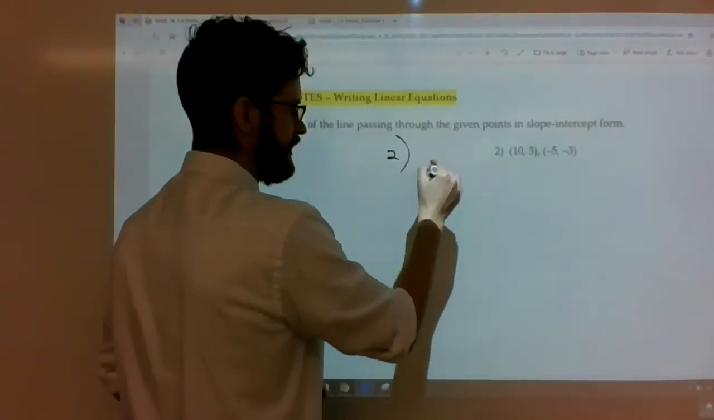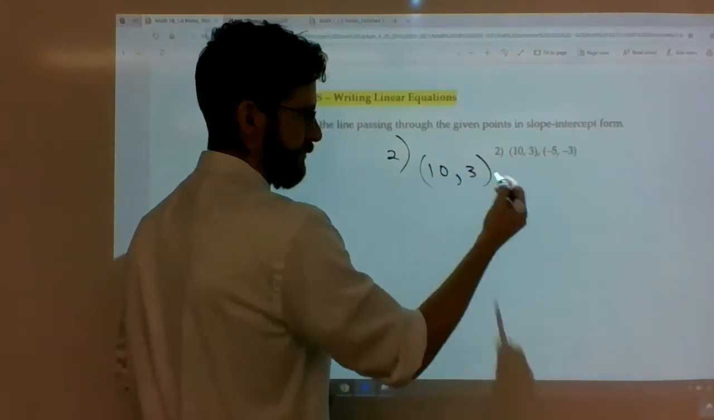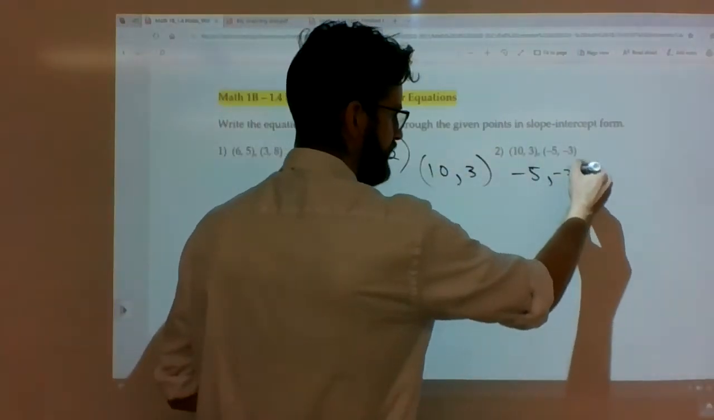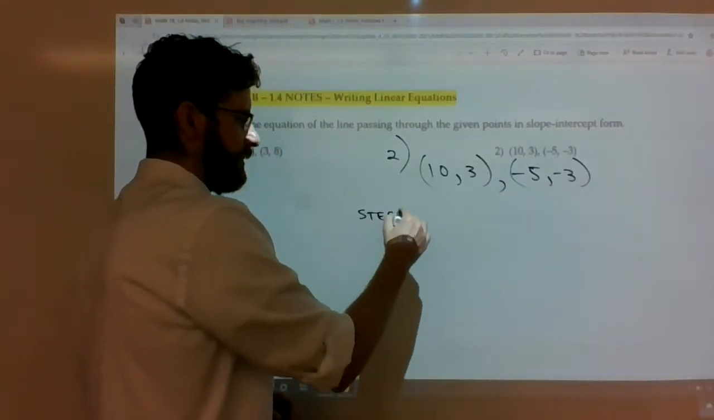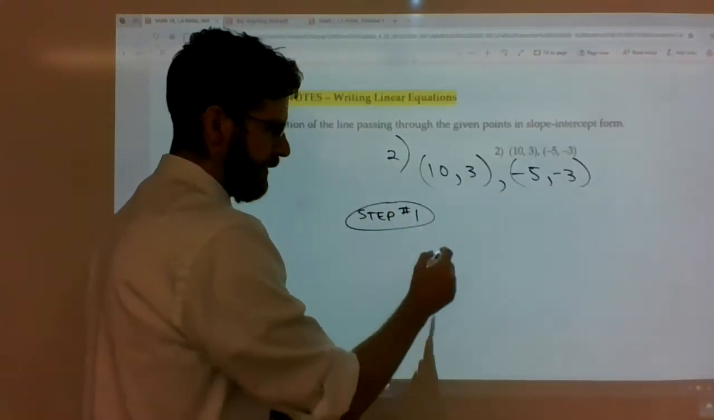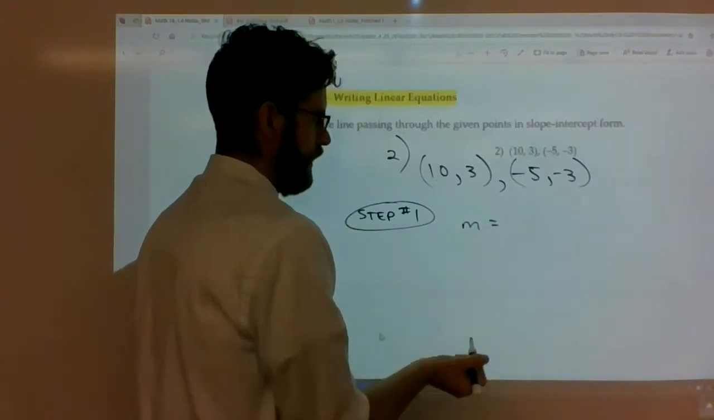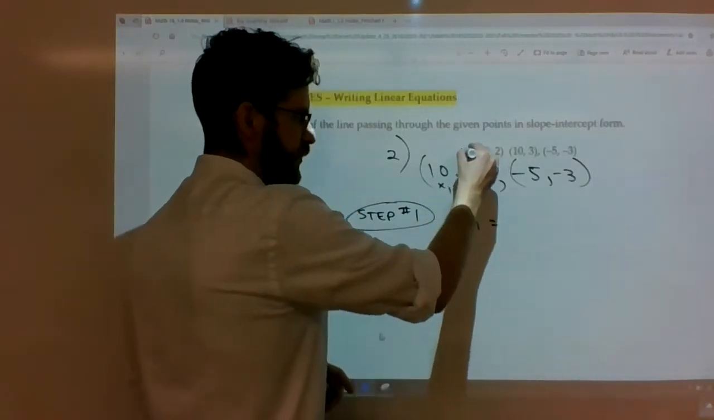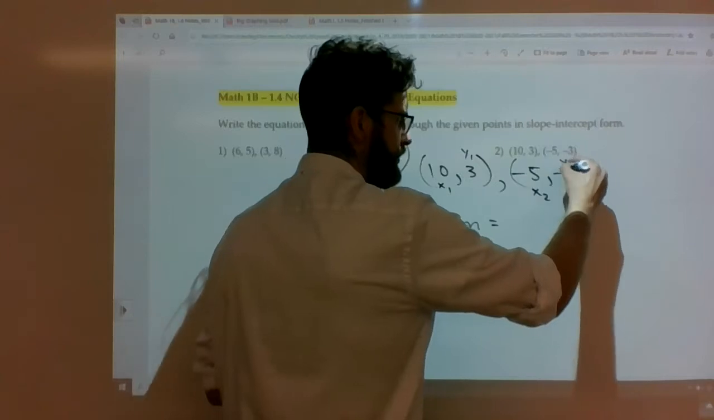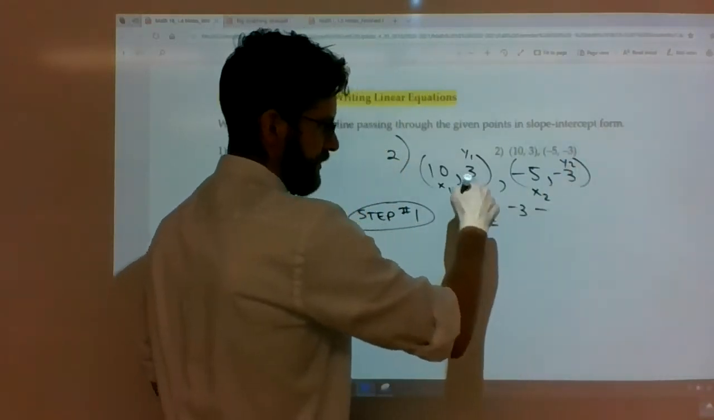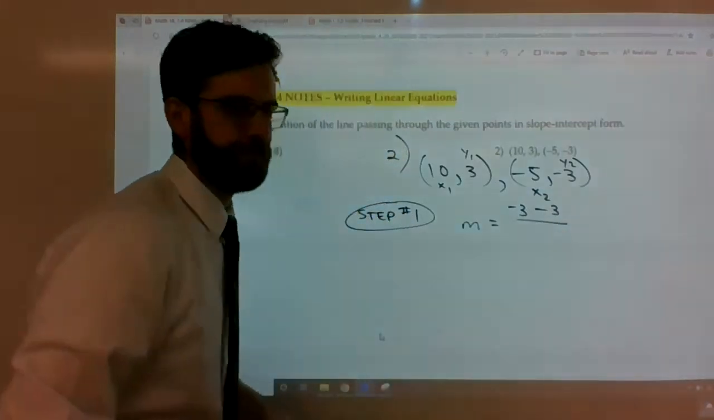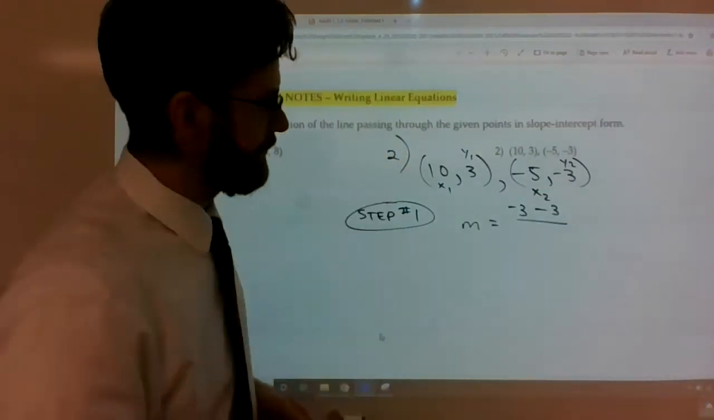All right, so number 2: 10 comma 3 is our first point, negative 5 comma negative 3 is our second. Step 1, you're going to be plugging it into the slope formula. So I'm just going to label these x1, y1, x2, y2. Negative 3, y2, minus 3, y1, goes on the top. Y is always on top.